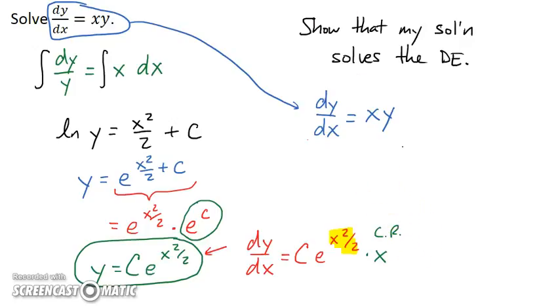So this part's the chain rule. But all I've got here is the product of x and this, which I called y over here. So it turns out, yeah, this function satisfies this differential equation. Because if I take what I got for my answer and differentiate it, I'm going to get an expression that's equivalent to x times y. This is not always an easy thing to do, but for some pretty straightforward differential equations, this is a good way to check your result.